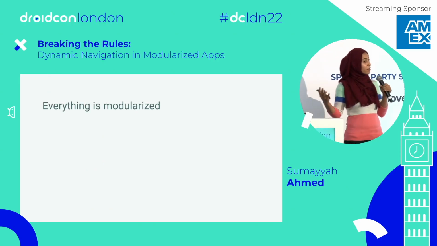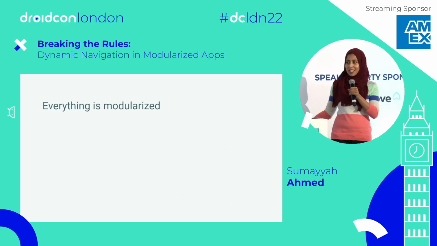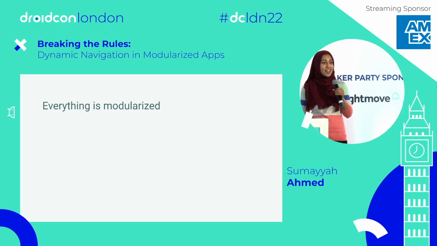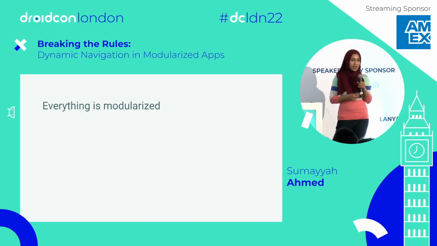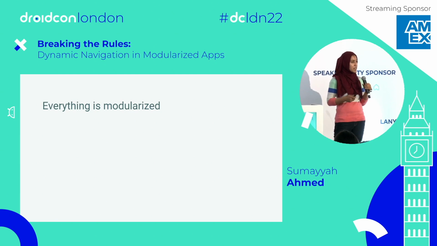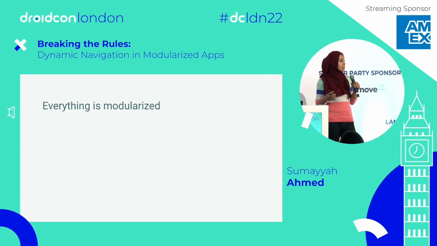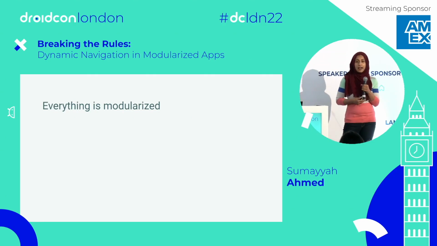So pretty much everything, and by everything I mean most things, is modularized these days. It's one of the hallmarks of a modern Android app. And when I say modularized, I mean anything from Gradle modules to independent libraries, just some way of partitioning your code into single responsibility units.